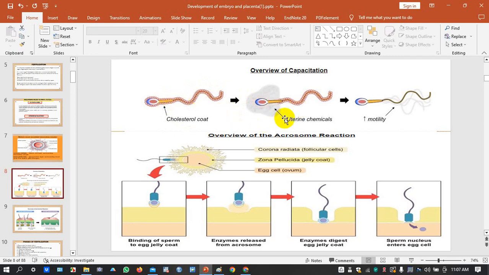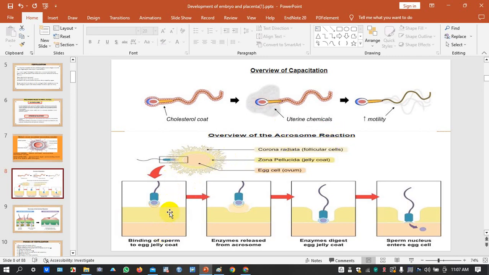sperm cell, and the uterus or the womb, the fallopian tubes and the rest, the cervix and the rest, especially the fallopian tubes, the fluid and those things, they react with the cholesterol coat and remove it, so that the sperm can be free enough to swim through the vagina, through the cervix, through the uterus, into the ampullar region of the fallopian tube, where there is what? Fertilization. Okay, so let's also look at the acrosome reaction.